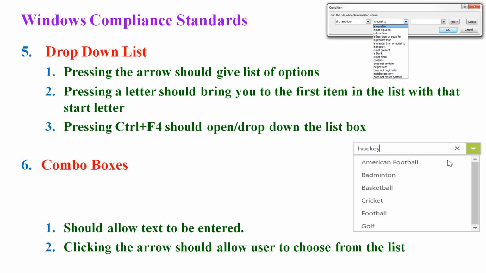And clicking the arrow should allow the user to choose from the list. So what is this? This is the arrow. Yes or no? If you click on this arrow, the user should be allowed to choose an option from the list, whether this option or this option. If the user is not able to choose the option in the list, then there is a defect. Immediately you have to report the defect to the development team.